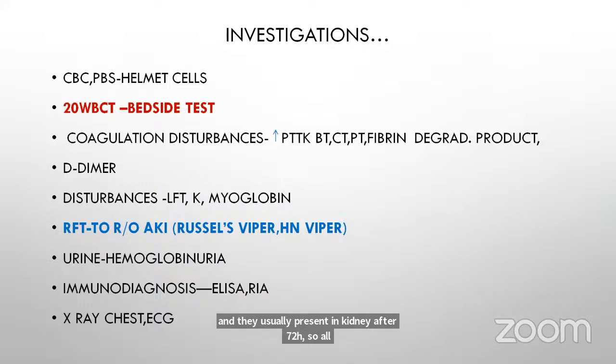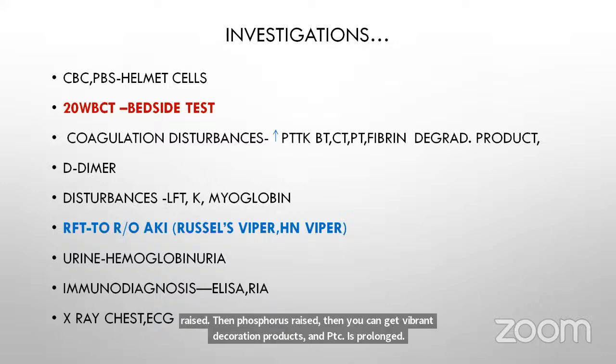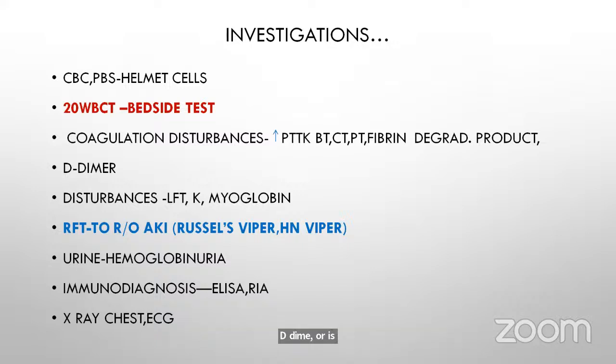Now, investigations. Most of the time the diagnosis is a clinical one, but there is a test called the WBCT, which is a bedside test. This is especially important for hematological manifestations. It is a very simple test which I'm going to tell you, but you can have other coagulation disturbances. PTTK is raised, phosphokinase is raised, you can get fibrin degradation products, and PT is prolonged. D-dimer is another investigation. One can go for myoglobin studies.